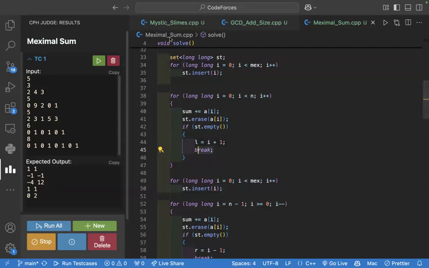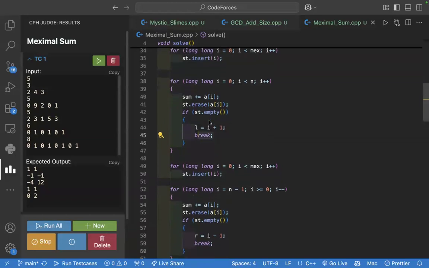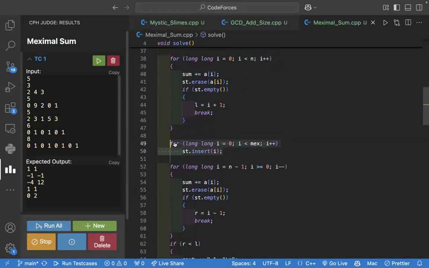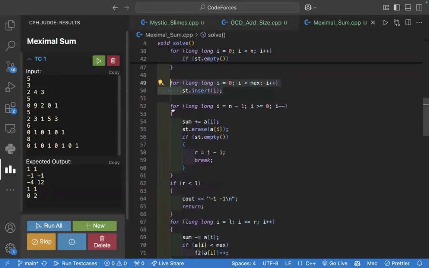Is this right? Yes? Clear? So I have found this L portion. Now let's do the same thing over here. Now the set is empty again. Let's insert everything back into the set. Same thing, 0 to less than mx. And let's figure out the R.